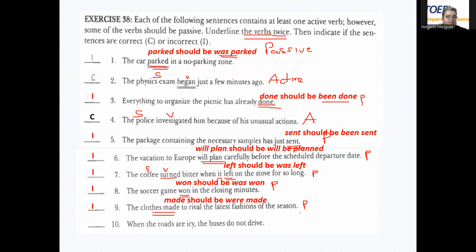So it's incorrect. When the roads are icy, the buses do not drive. The buses don't drive. Buses are driven. So this should also be passive voice. And it should be, when the roads are icy, the buses are not driven. So take a look at the answers compared to what you did. And if you have any questions, let me know in the comments below. I'll get back to you.